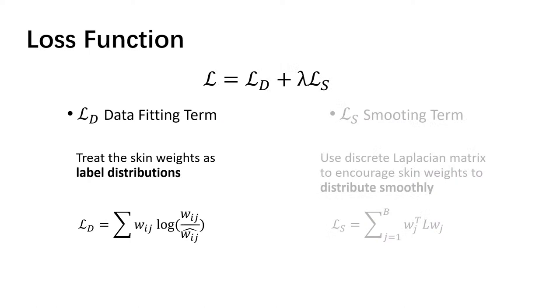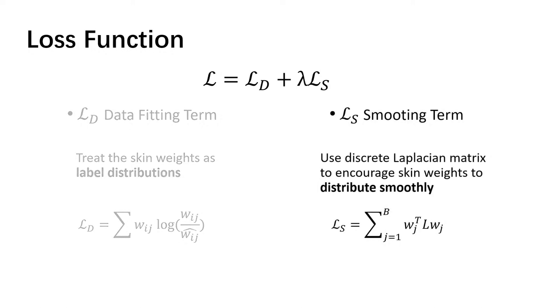We have two terms in our loss function. The data fitting term makes the prediction close to the ground truth. Instead of the L2 norm, we treat the skin weights as labeled distributions. As they sum to 1 and are always non-negative, we use KL divergence to calculate this term. In animation, we wish the skin weights to distribute smoothly on the mesh. Thus, we add a smoothing term which uses the discrete Laplacian matrix of the mesh.